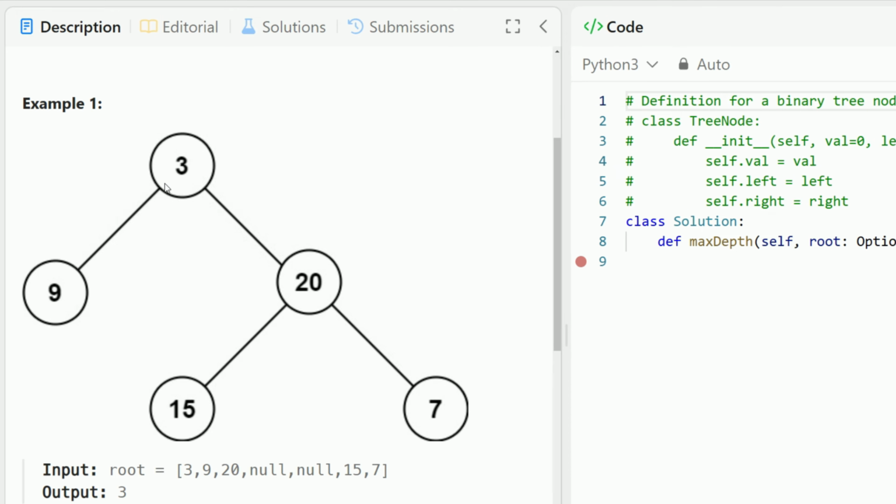The reason being one node over here, 2 nodes, and 3 nodes. You can either take 3, 20, 7 and call that 3 as the maximum depth, or you can take 3, 20, 15. But the reason why we ignore 9 is because that's a depth of 2, but in this case on the right side we have a depth of 3. So we want to know the maximum depth of a binary tree.